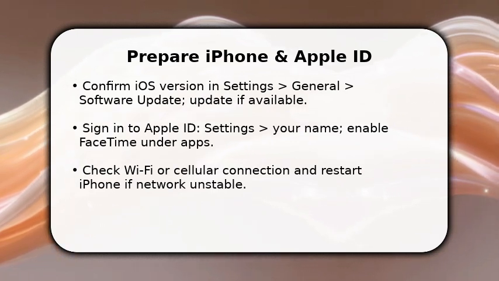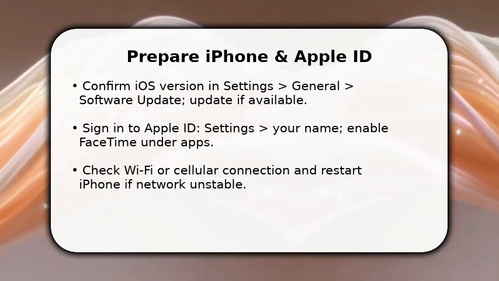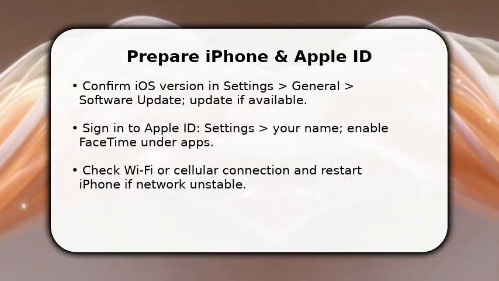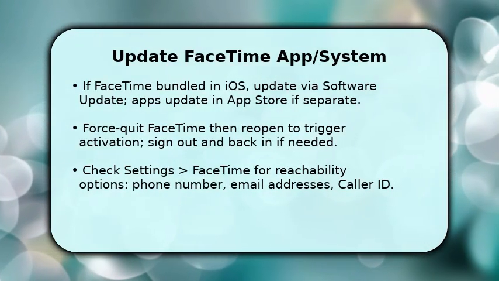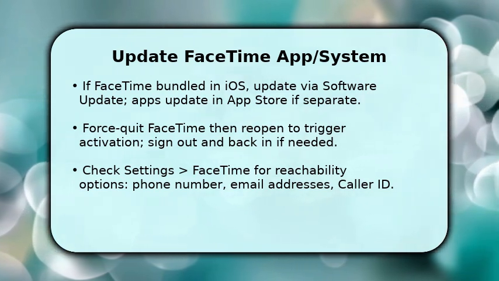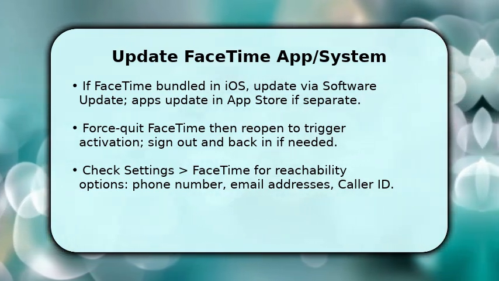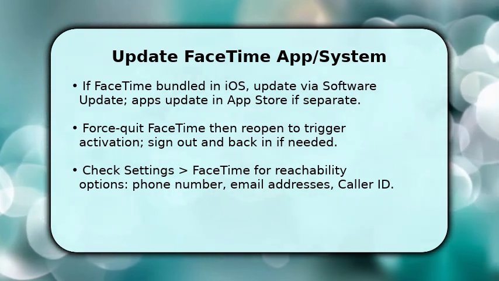Make sure you have a stable Wi-Fi or cellular connection and restart the device if network issues persist so the update and activation succeed. Next, update the FaceTime experience by installing the latest system or app files. If FaceTime is bundled, use Settings General Software Update. If offered separately in the App Store, update the app there.